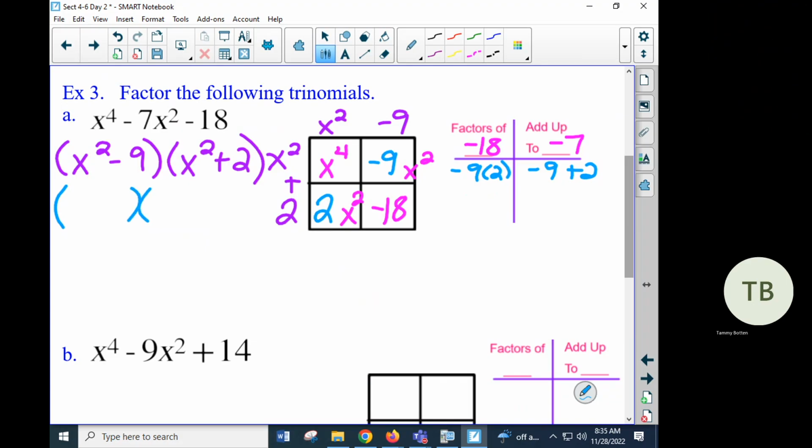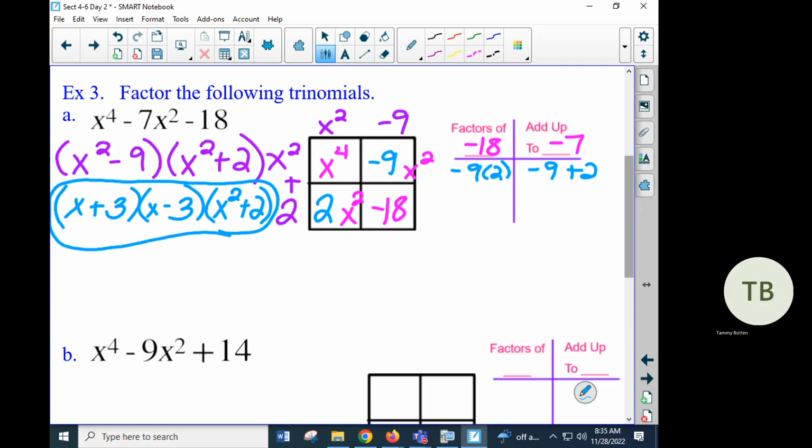Difference of squares, you're always going to have a plus and a minus. That's x squared, an x and an x. And if this is 9, it's going to be 3 and 3. And then you still carry that other one down, even though that one can't be factored more. So that's your answer. If you were on the test and you got it this far, you're going to get points. But you wouldn't get the full credit.